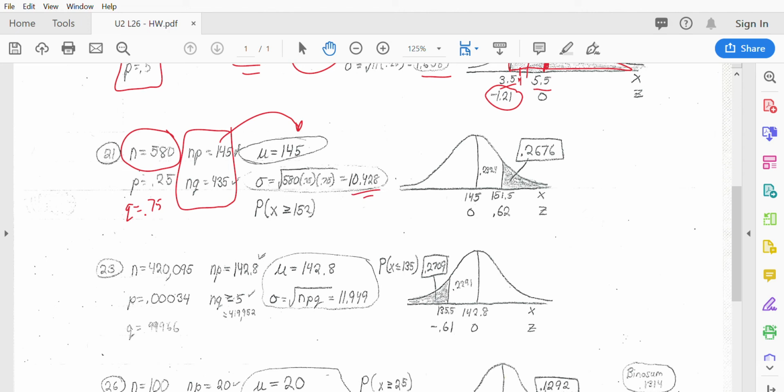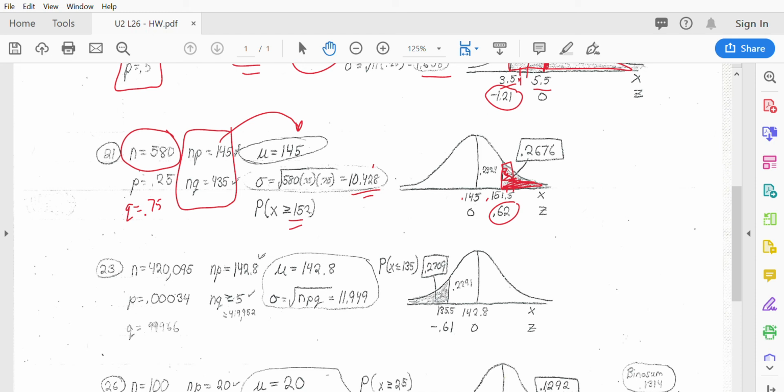The problem says find the probability of getting at least 152 successes. So imagine 152 is right there. I draw a rectangle around 152. I start at 151.5 and shade to the right. That produces a z-score: 151.5 produces a z-score of 0.62, which is 151.5 minus 145 divided by 10.428. That gives me an area of 0.2324.